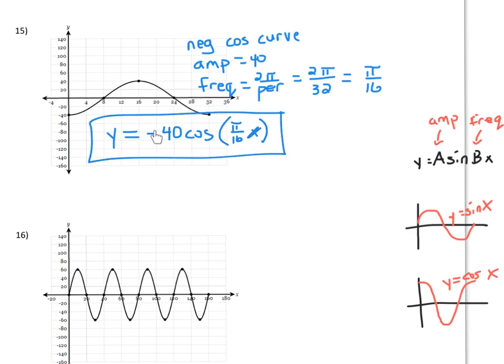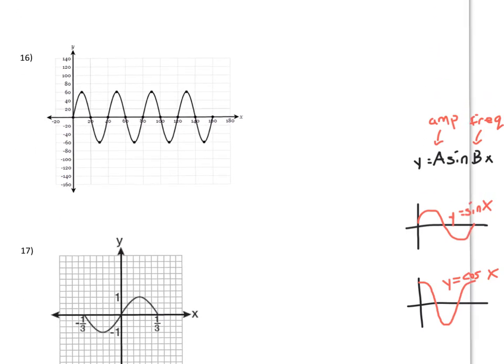And again, I just want to point out this negative just tells us that our curve is starting, if it's cosine, at a negative, at a minimum, instead of a maximum, okay? If one of the questions said, what is the amplitude, is positive 40. Amplitude has to be a positive number. All right, let's take a look at the next one, number 16.